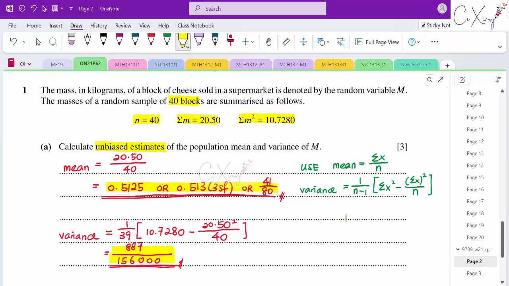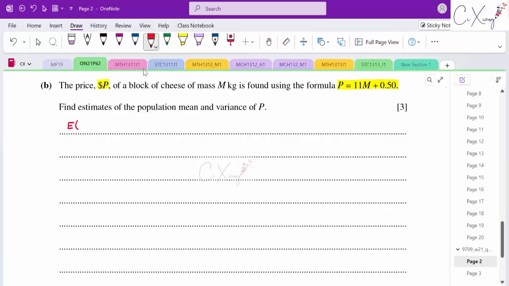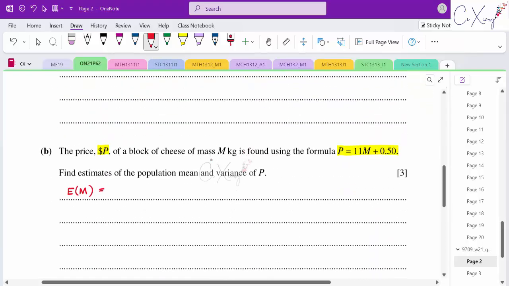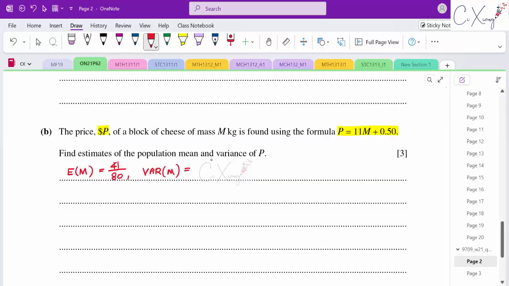Let's continue to part B. For part B, they are talking about the price of a block of cheese, which is found using the formula P equals 11m plus 0.5. Find the estimates of the population mean and also the variance of P. You already have the mean of M from part A, which is 41 over 80. After that, our variance, I put it in this form: the variance of M is 887 over 156,000.